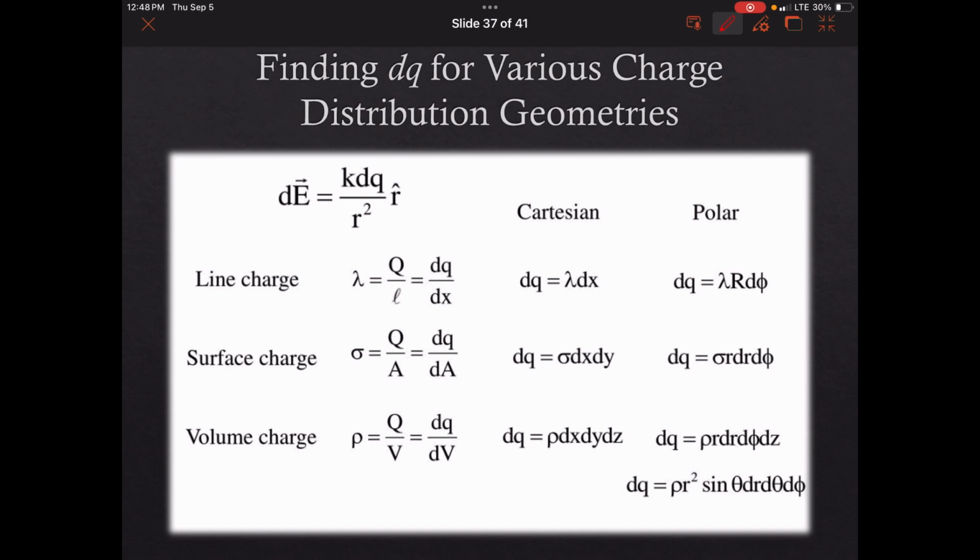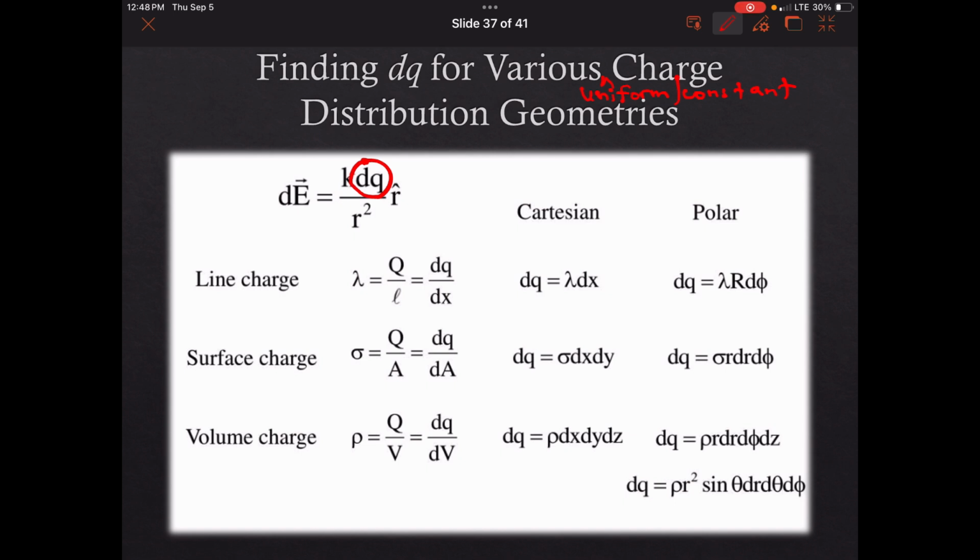So let's see how to do that. The first thing we need to do is address what dq is. For these charge distributions in this chapter, we are going to be assuming that they are all constant or uniform. So the title of this slide should say: finding dq for various uniform/constant charge distributions. What do I mean by uniform or constant?